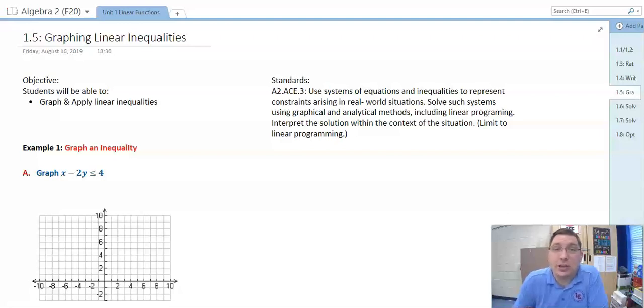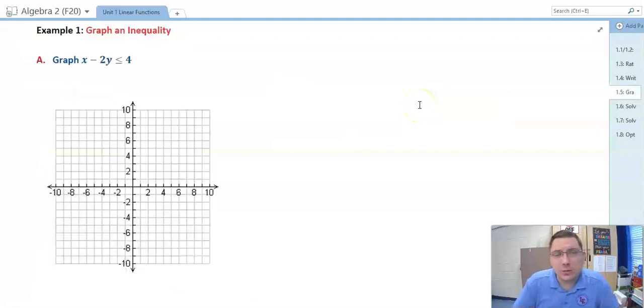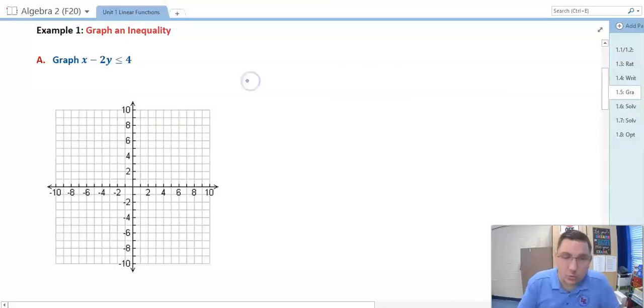And so we're going to look at example 1. All right, so here we have, given, graph x minus 2y is less than or equal to 4. And so this is given in standard form, and so we can do one of two things with this graph. We're first going to either want to get it into slope-intercept form, so we can graph it easily that way, or we're going to want to find the intercepts to graph this out of standard form.